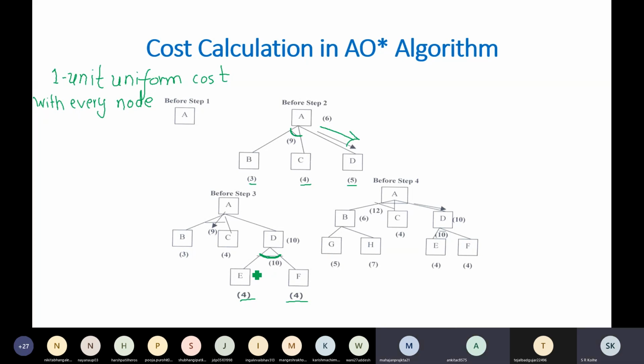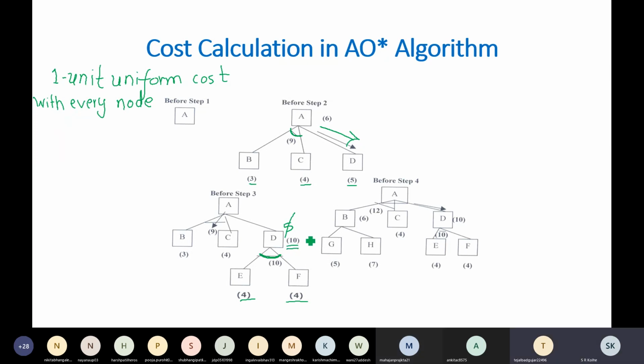8 plus 2, 10. Correct. 4 plus 4, 8, and 1 unit cost for generating E, 1 unit cost for generating F. So 8 plus 2, 10. Therefore the cost associated with D, earlier it was 5, now it will change to 10. Understood?